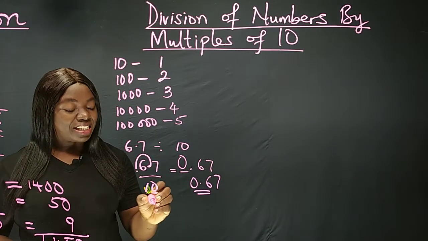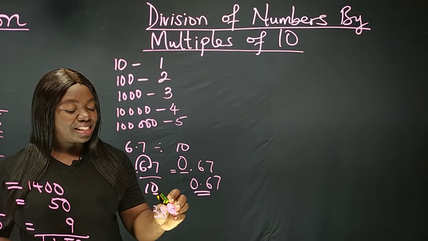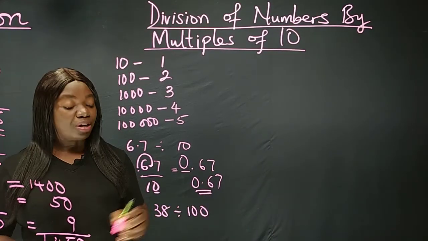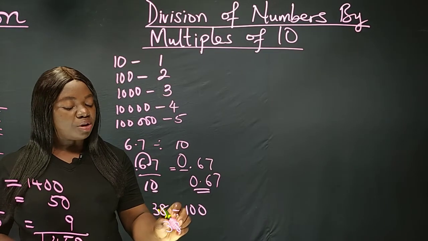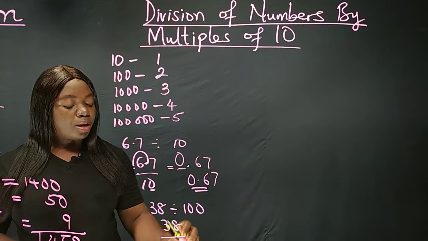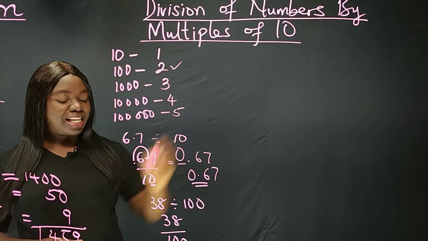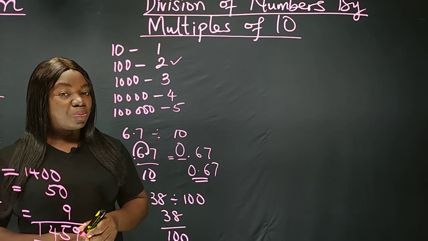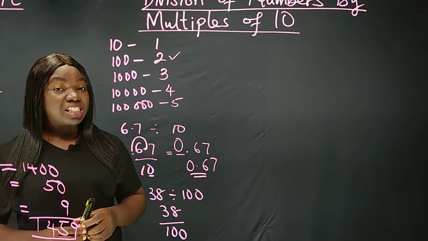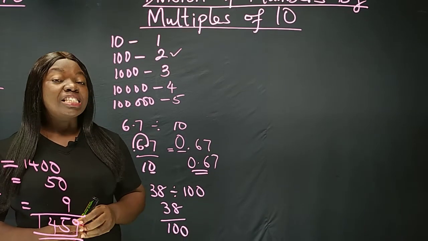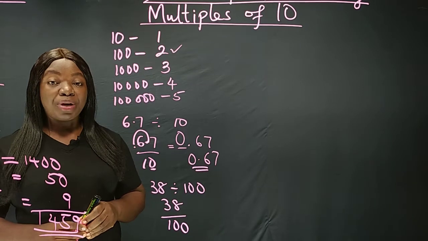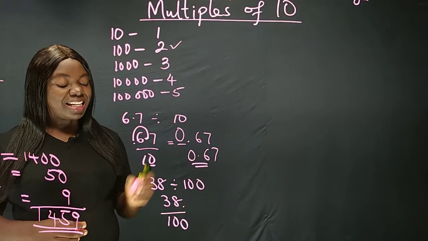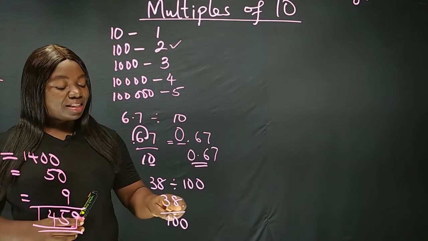Now the next example is 38 divided by 100. What is 38 divided by 100? You have 38 over 100. 100 has 2 as its index, which means 10 raised to power 2. So when you're dividing by multiples of 10, you count from the decimal point to the left hand side. Now 38 is a whole number. Where is the decimal point? The decimal points of all whole numbers are always on the right as the last thing after the last digit.